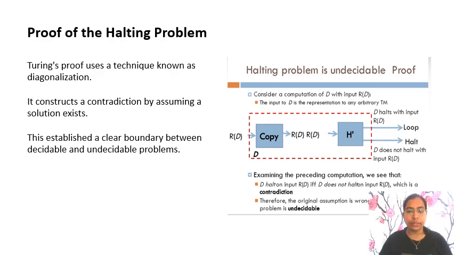Consider a computation of D with input RD. The input to D is a representation of any arbitrary Turing machine, and the diagram is given below. It examines the preceding computation. We see that D halts on input RD if D does not halt on input RD, which is a contradiction. Therefore, the original assumption is wrong and the problem is undecidable.